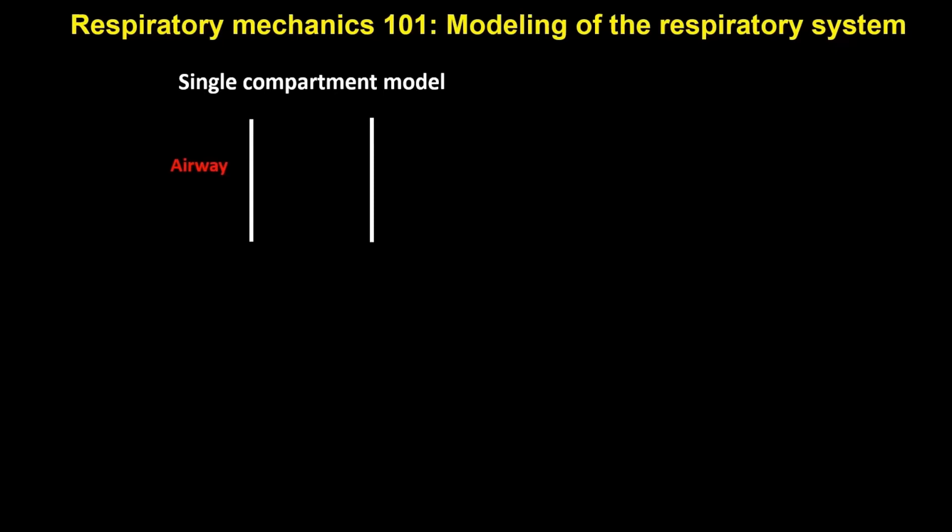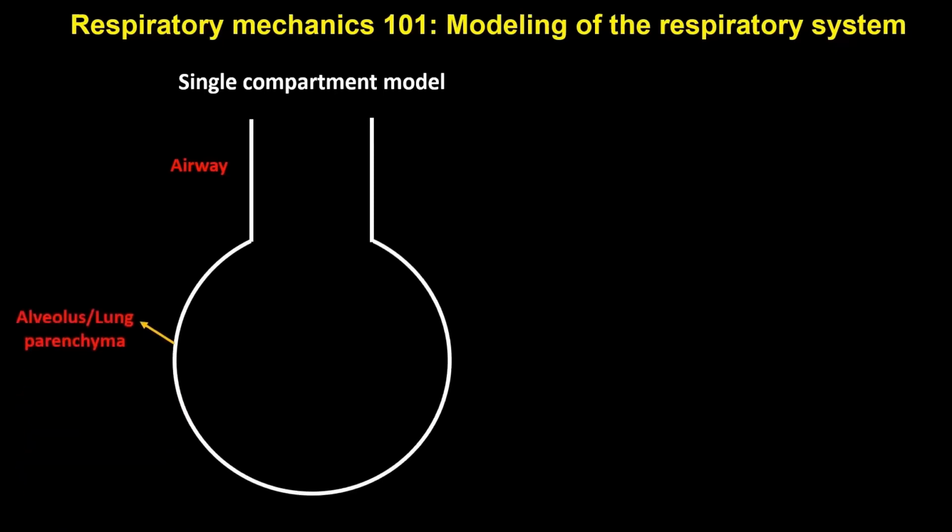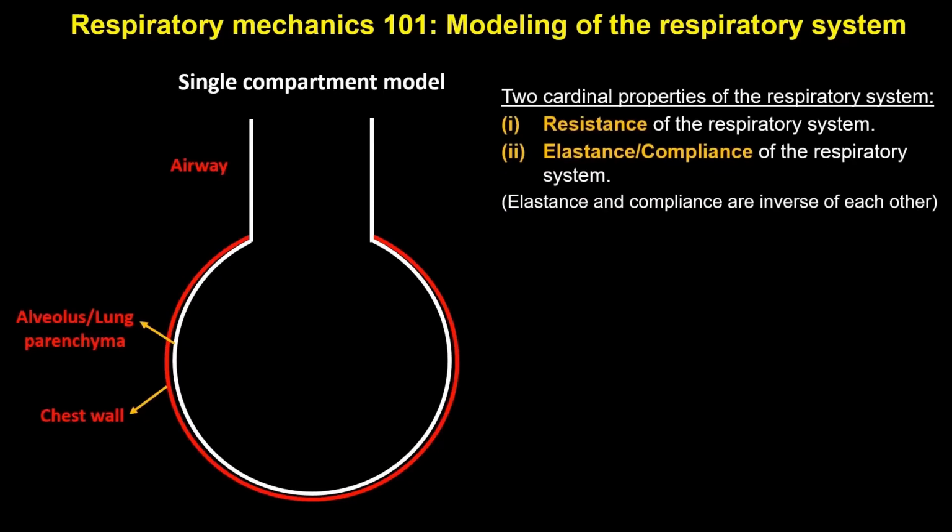So again, this particular airway right here represents every single airway in the respiratory system, all the way from the trachea down to the terminal bronchioles. And this alveolus represents all alveoli, or in other words, the lung parenchyma. And this is surrounded by the chest wall. So this is our single compartment model. There are two cardinal properties of the respiratory system that we use to describe the mechanics. The first is the resistance of the respiratory system, and the second is the elastance, which in simple English means stiffness, or the compliance, which is the inverse of elastance of the respiratory system.